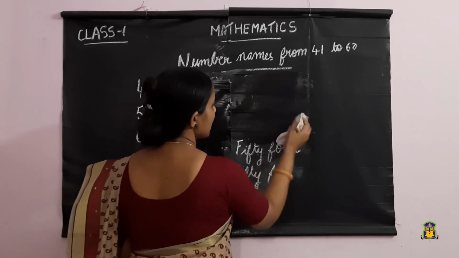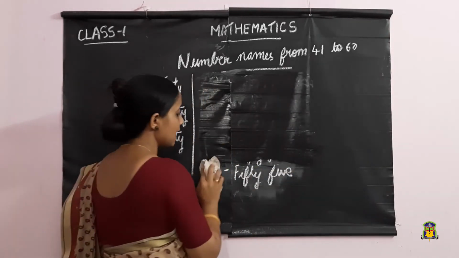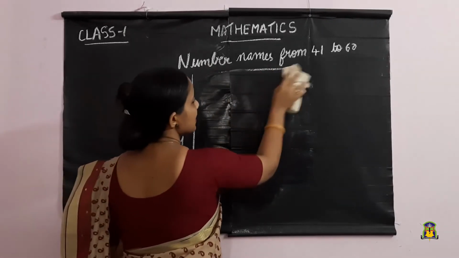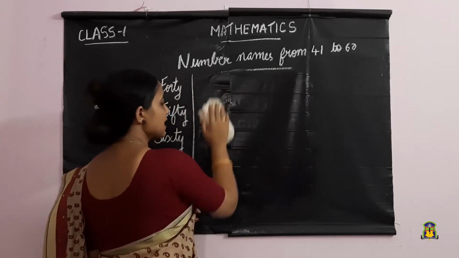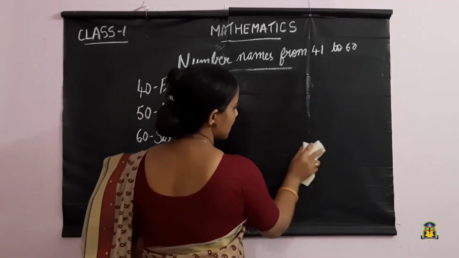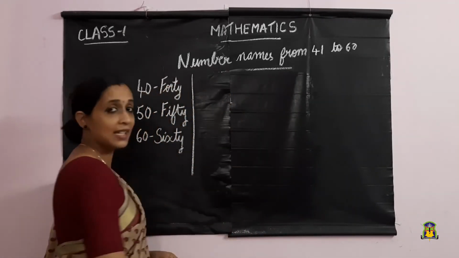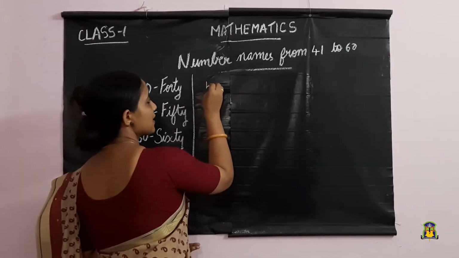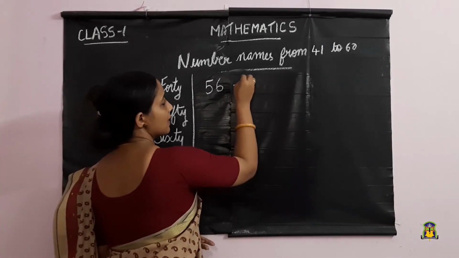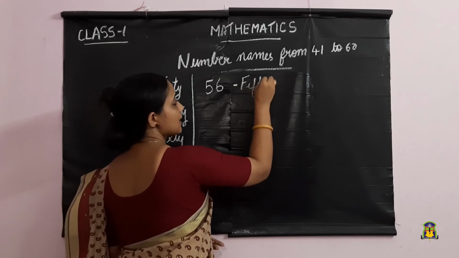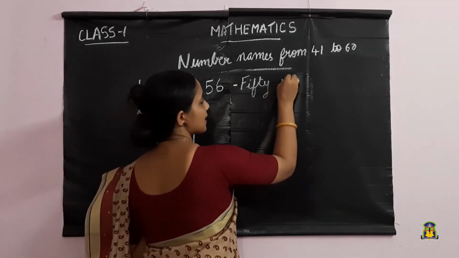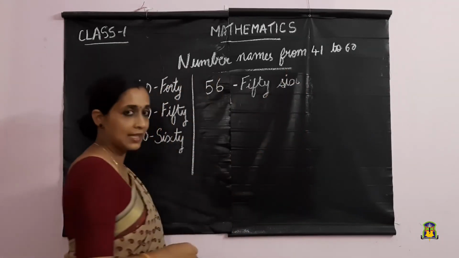This number 56. Can you count from 56? You have already learned how to count from 56. How it is? 56, 57, 58, 59 and which number is this? 60. So, this number comes after 55. 56. How will you write 56? 5 followed by 6 is 56. What is the spelling for 50? F-I-F-T-Y, 50. And what is the spelling for 6? S-I-X, 6. 56.